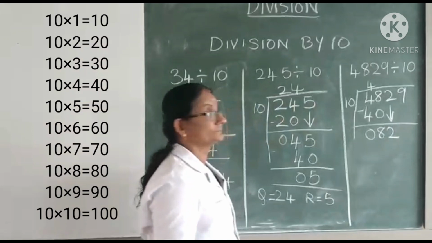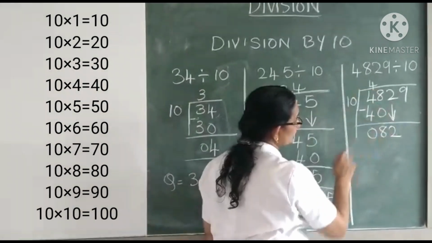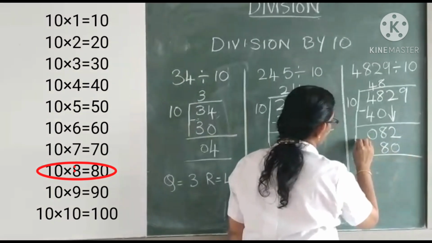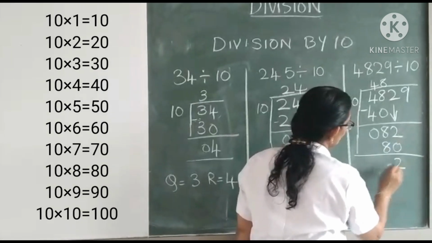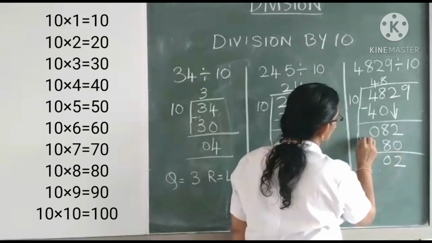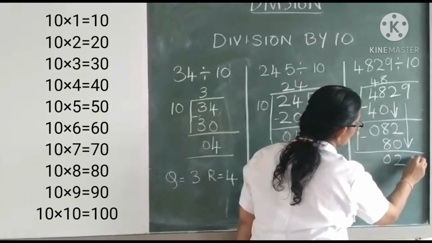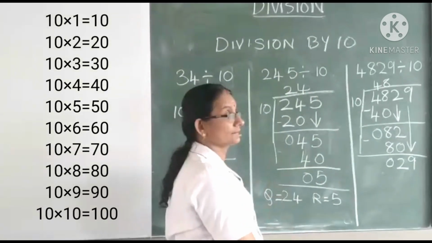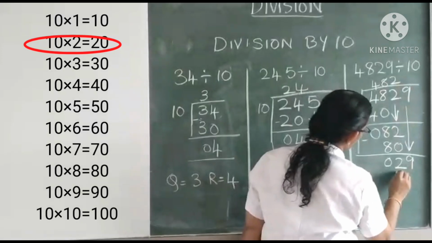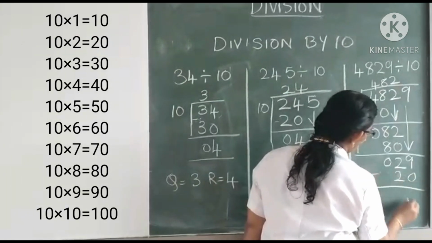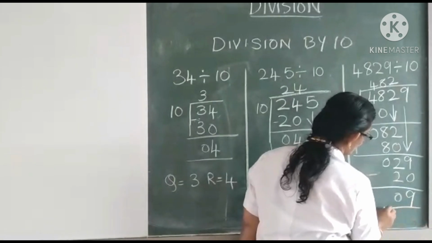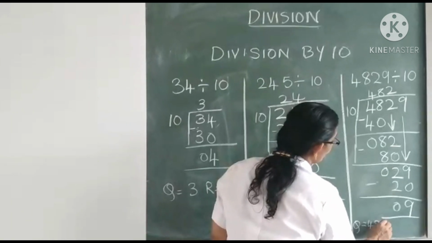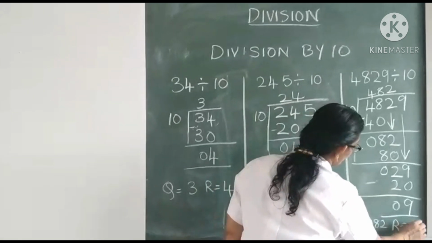Yes? Now how many times will 10 go in 82? 8 times. 10 8s are 80. Now subtract 2 and 0. Then bring down the next number, 9. Now again, how many times will 10 go in 29? 2 times. 10 2s are 20. Now subtract again, 9 and 0. So now you have the quotient as 482 and remainder is equal to 9.